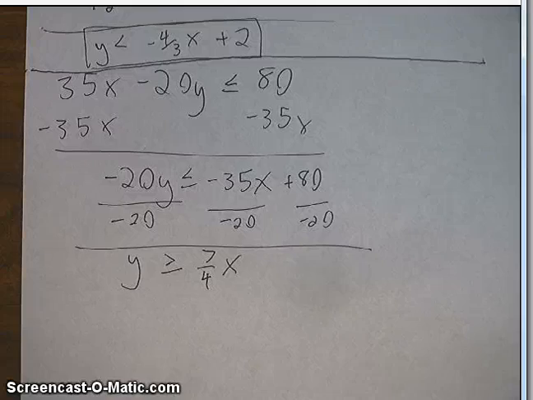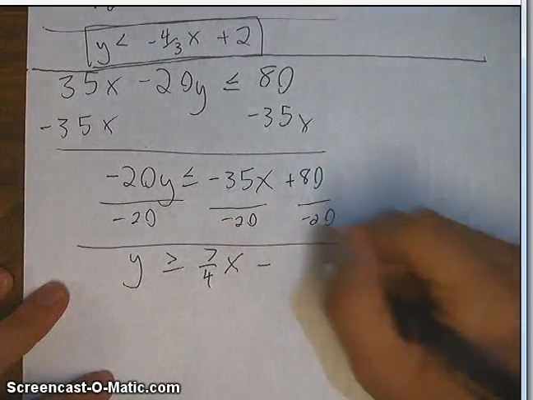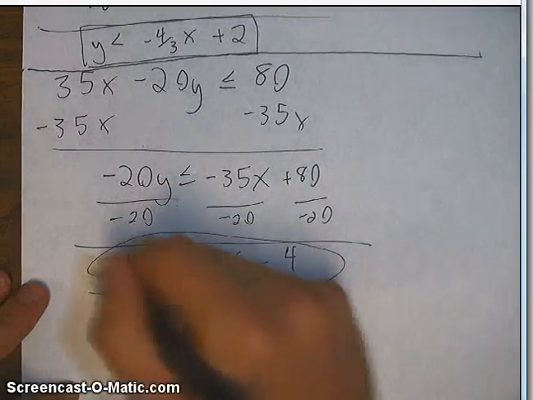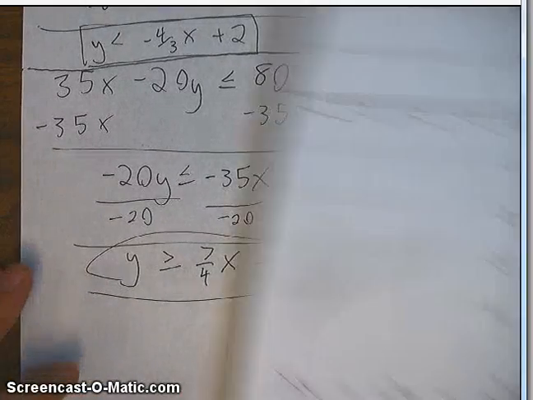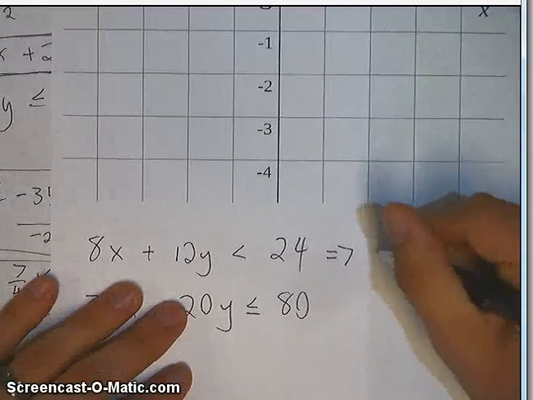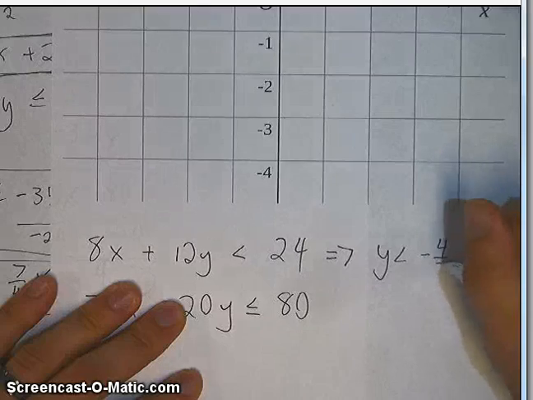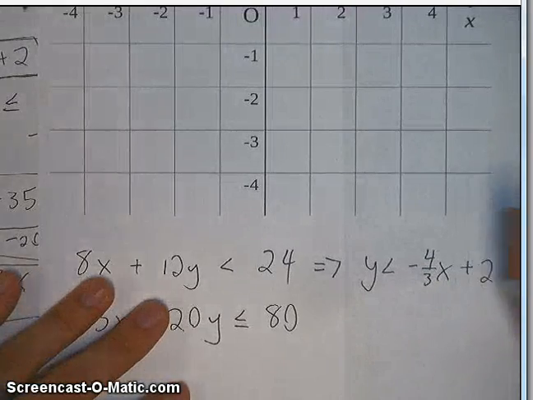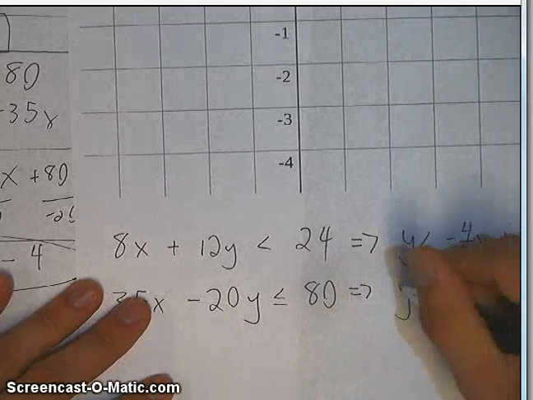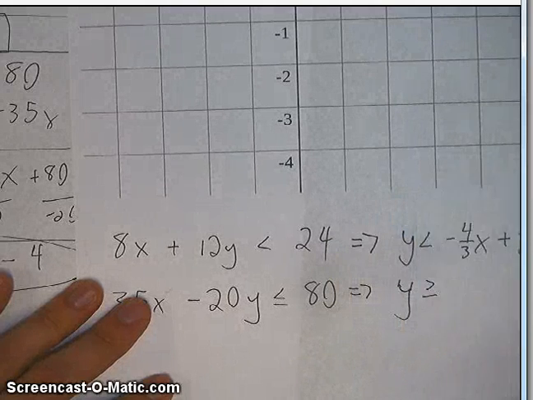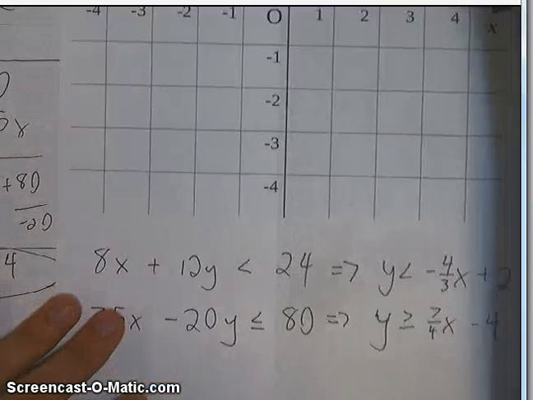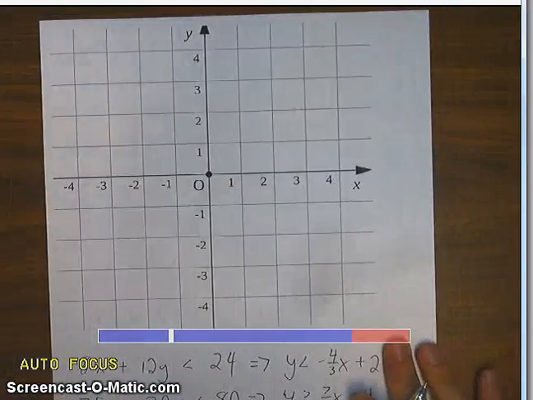And then, of course, 80 divided by negative 20 is negative 4. So this is my other equation. So coming back over to my graph, this equation turned into y is less than negative 4 over 3x plus 2. And this equation became y is greater than or equal to 7 over 4x minus 4. I think I'm ready to graph this thing now.